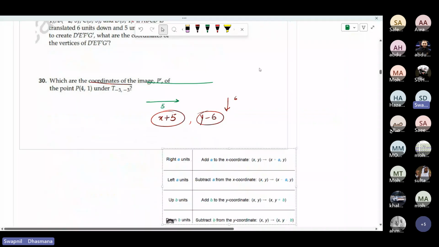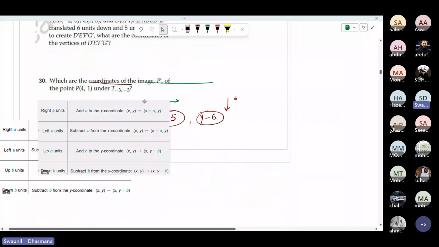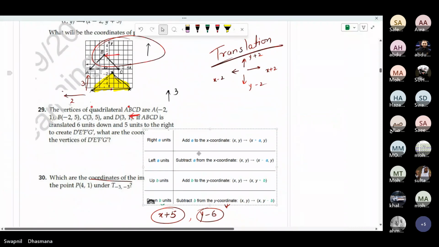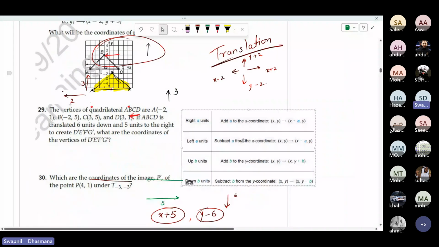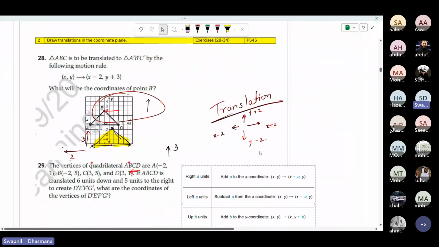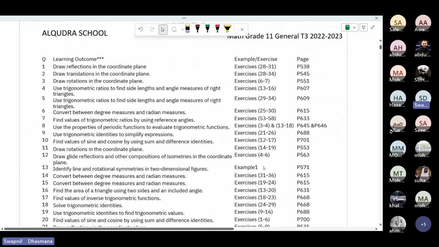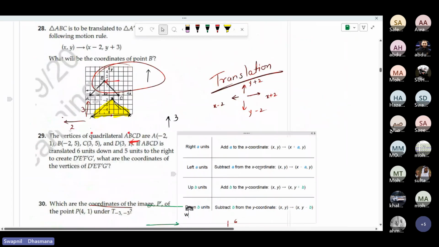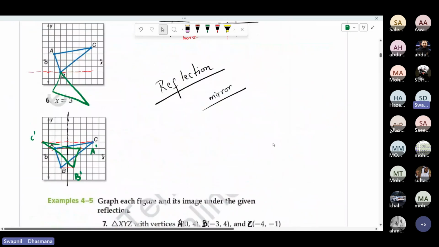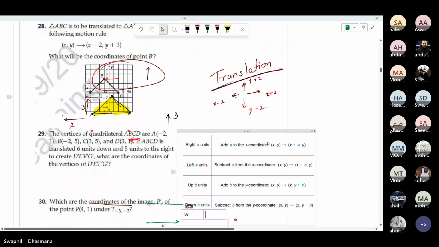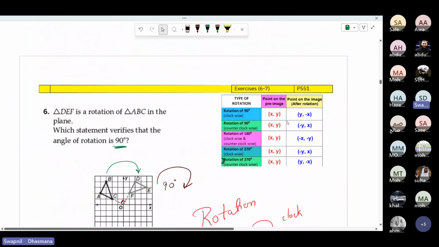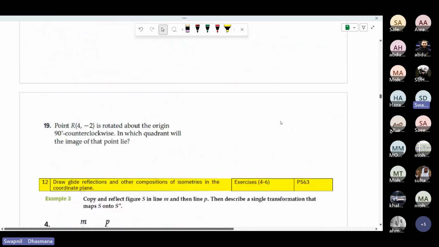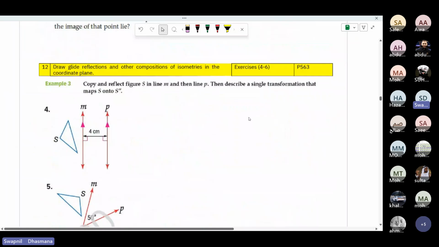So these are rules for translation. And the first one is the reflection. That is pretty much clear. Again, I will just paste the rule, but I'll see at the end. Right now, if I keep doing it, it'll take a lot of time. So let's move on. Reflection. Same thing.